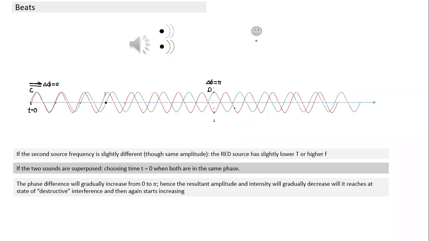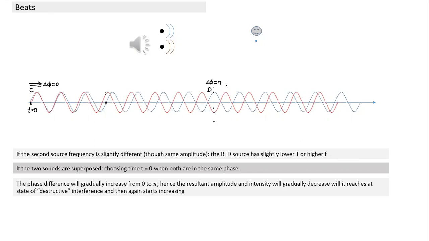So I hope this figure is clear. What do I observe here, and how do we write it as a statement? The phase difference will gradually increase from 0 to pi. Hence, as the phase difference keeps increasing, the resultant amplitude will keep decreasing, and the intensity will also keep decreasing. It will reach a state of destructive interference, and then afterwards it will start increasing. Intensity is minimum when the phase difference is equal to pi.